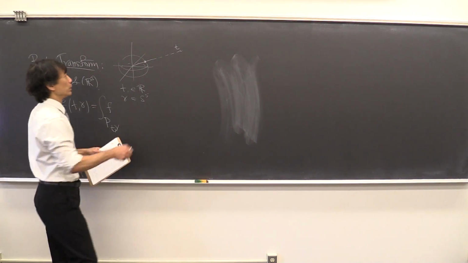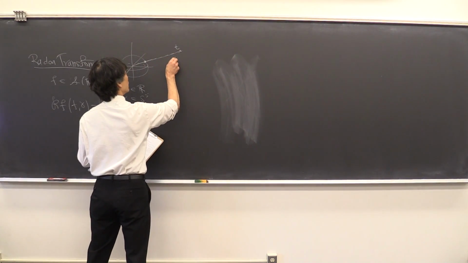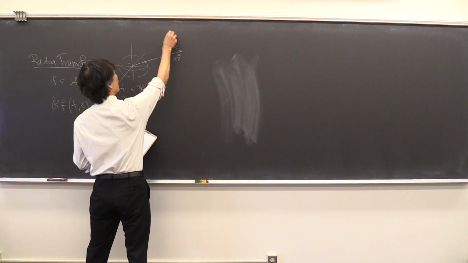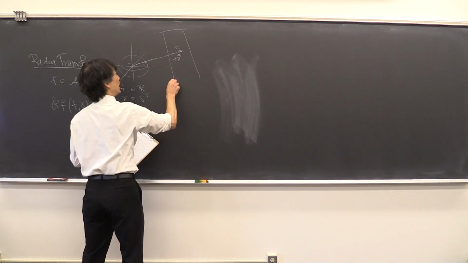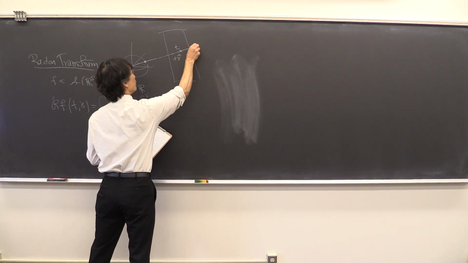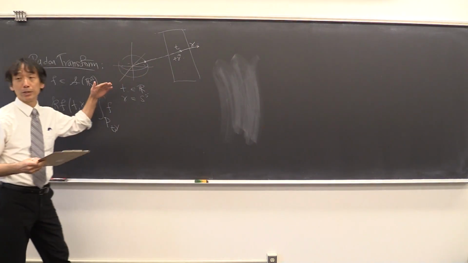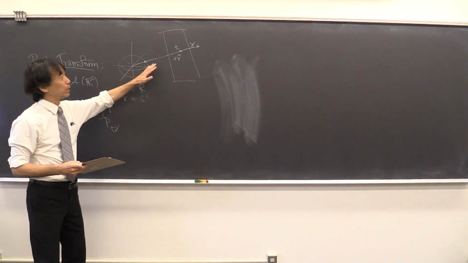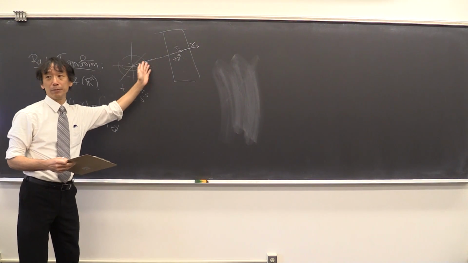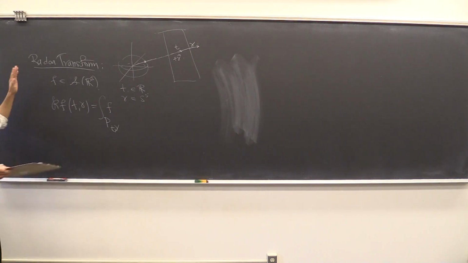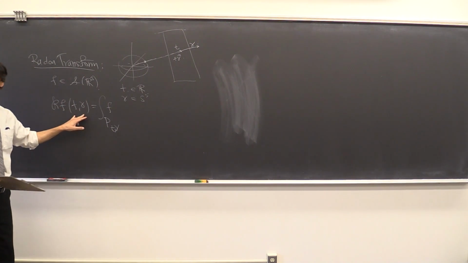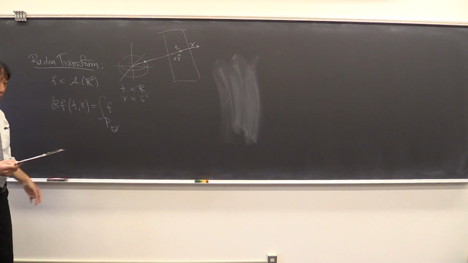Okay, right. So you take this t gamma vector here, and then you look at the plane for which gamma is the normal vector, right? And then you integrate the function over that plane. So you basically integrate the function over the plane, and that's the Radon transform at t comma gamma.